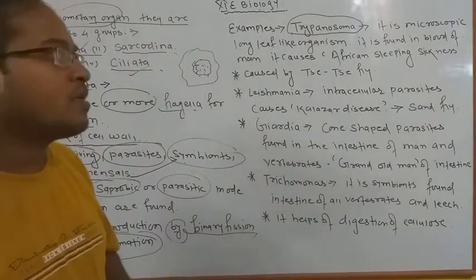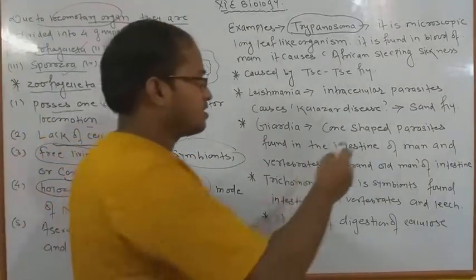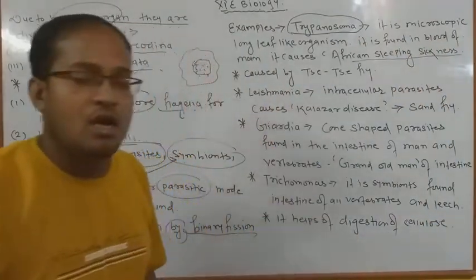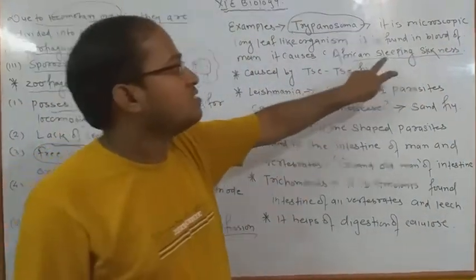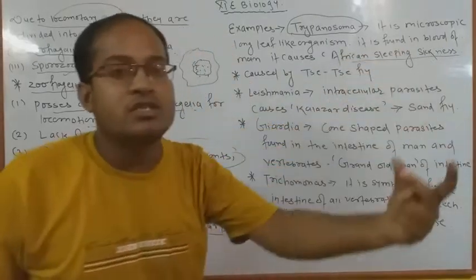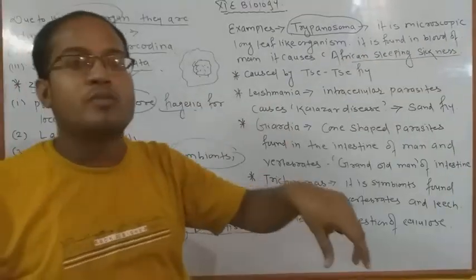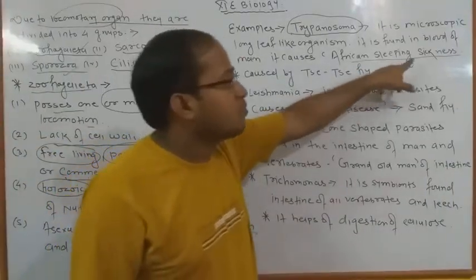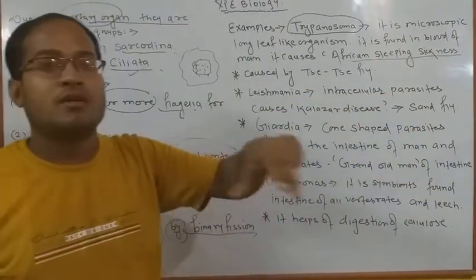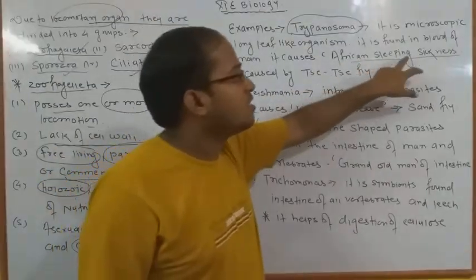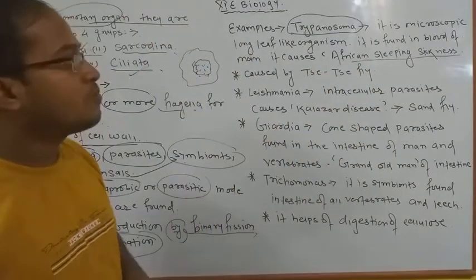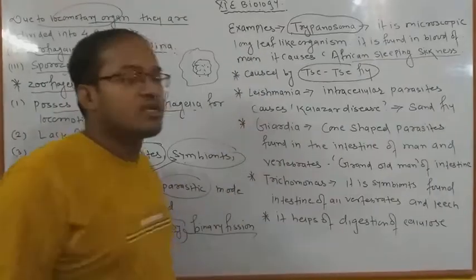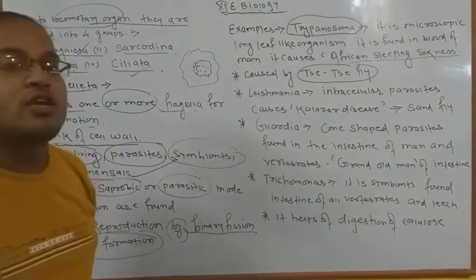Trypanosoma causes African sleeping sickness. क्योंकि ये एक प्रकार के disease carrier होते हैं which causes, in human beings, a very sleepy mode. वो हमेशा अपने आप को सोने के लिए मजबूर करेंगे. That is called African sleeping sickness. But most important, it is caused by the tsetse fly. एक प्रकार की fly होती है जिस कारण से ये disease caused होता है in human beings.